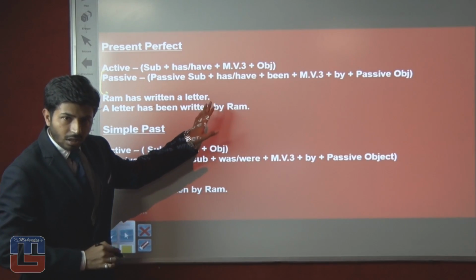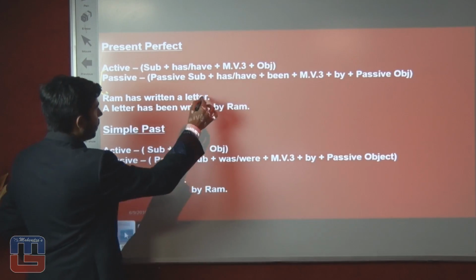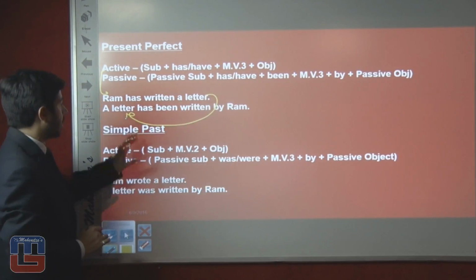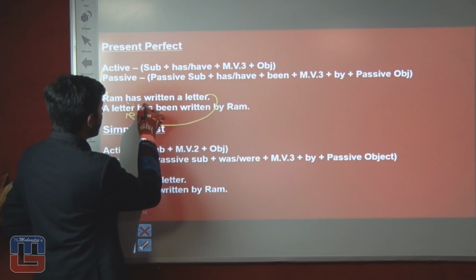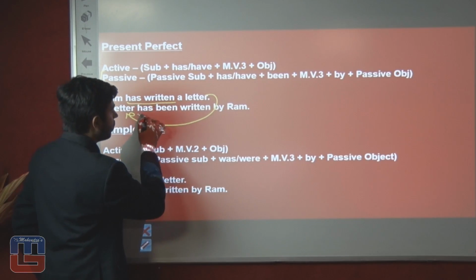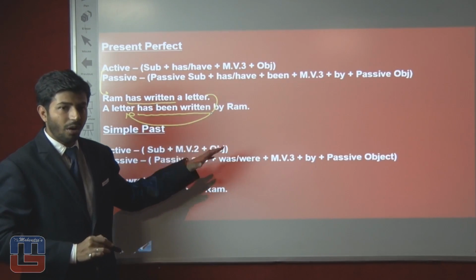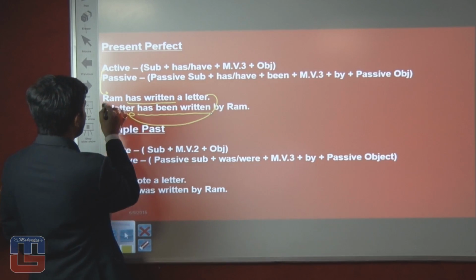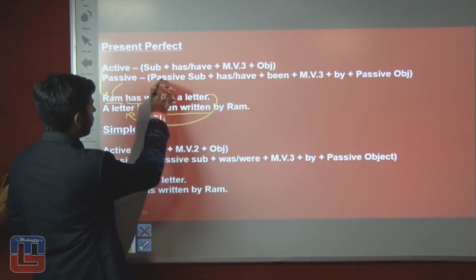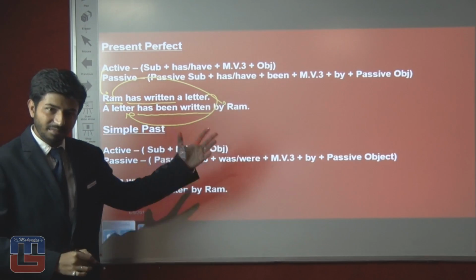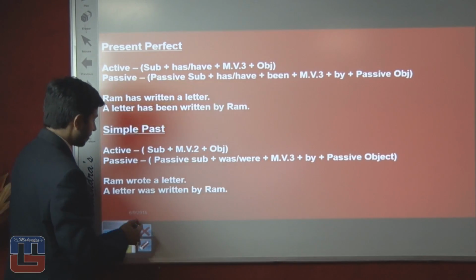The letter is the object of the active voice. It becomes the subject of the passive voice. A letter has written is used here. So what should we write down here? Has been written. This is the verb structure of passive voice, and the subject of the active voice becomes the object of the passive voice. So this is the rule.